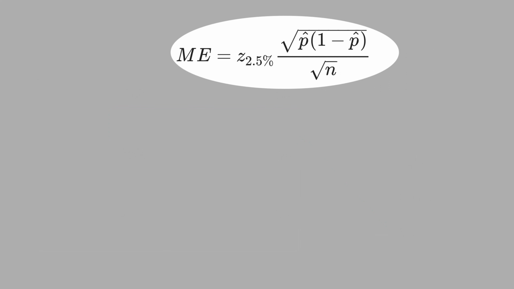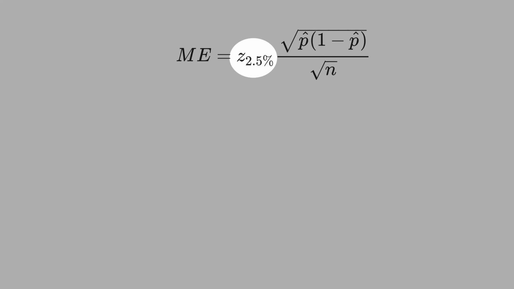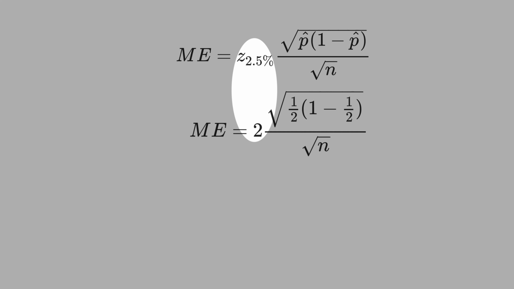This is the definition of margin of error for proportion. It is the z-score for 95% confidence interval times the standard error. We can round this z to 2 because 2 standard deviations above the mean and below the mean covers more or less 95% of the data.